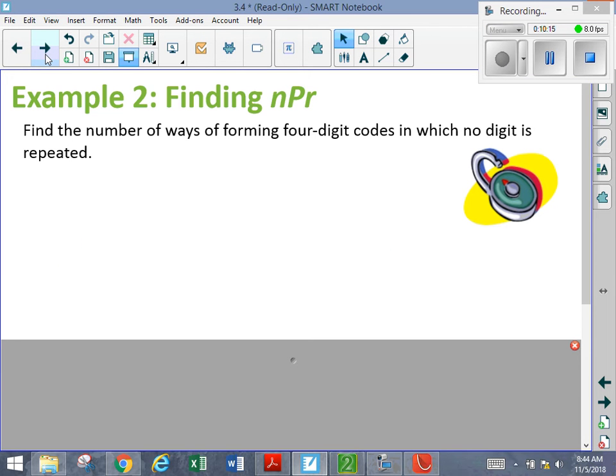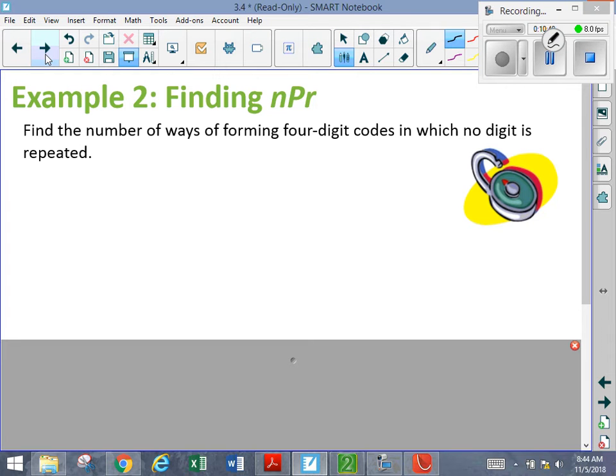Alright, so we're going to find the number of ways of forming 4-digit codes in which no digit is repeated. So, all 4-digit codes. We're not looking for a certain 4-digit code, but how do you arrange 4-digit codes? So first thing we need to know is what numbers am I picking from? If it's a 4-digit code, then I can pick 0 through 9.